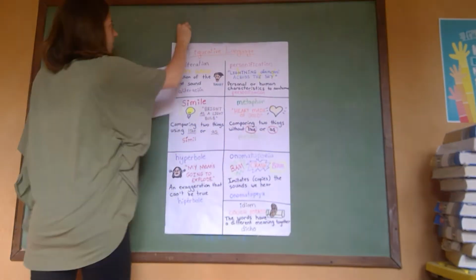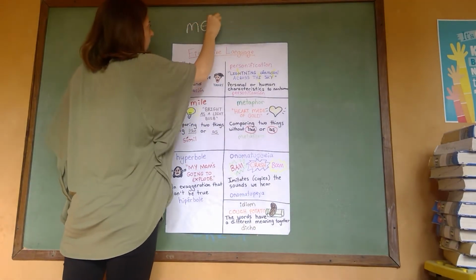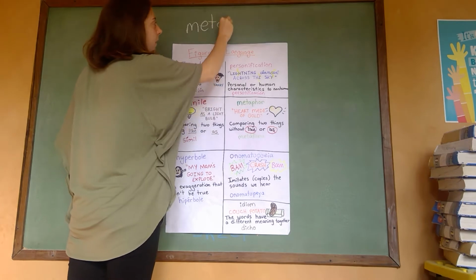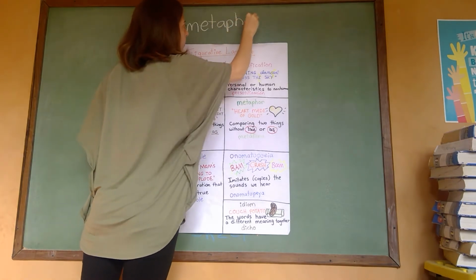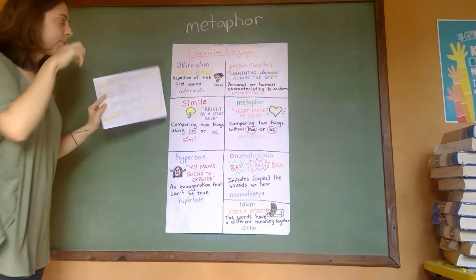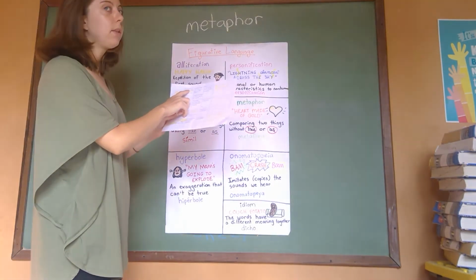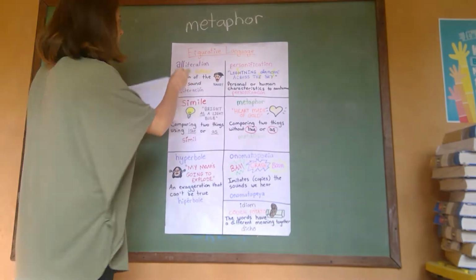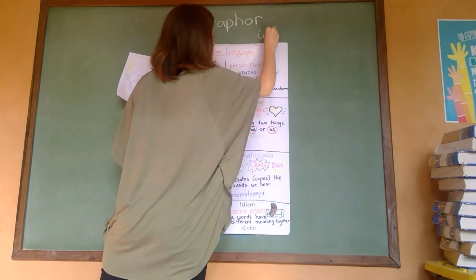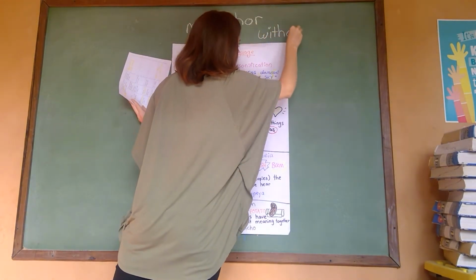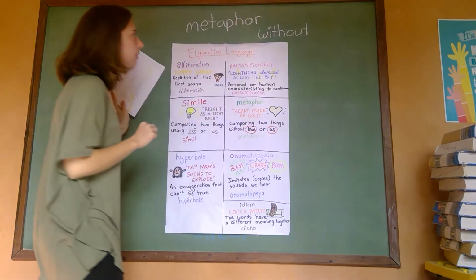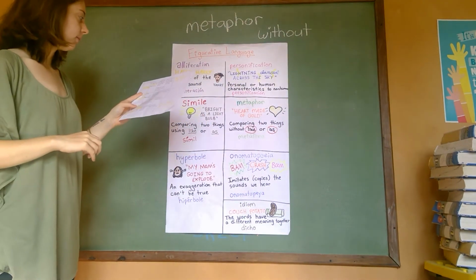So this is a metaphor, met, and then that sound is that PH in English, for. A metaphor. And let's look at our definition. It says a comparison of two different things without using like or as. So very similar to similes, but we do not use like or as. That is the big difference.